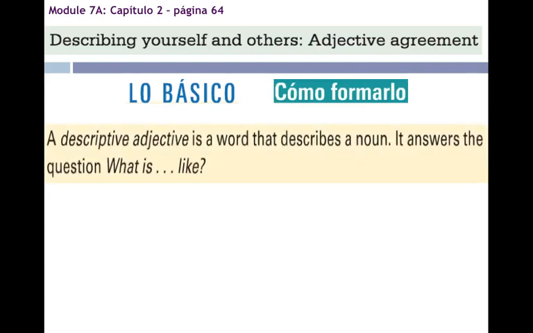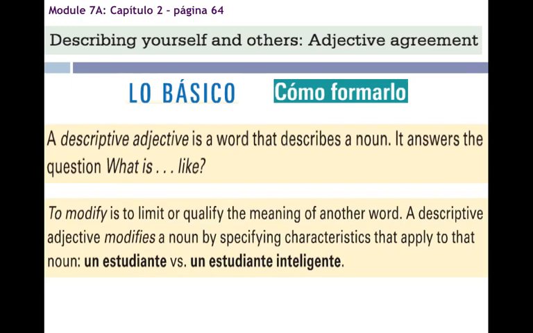A descriptive adjective is a word that describes a noun. It answers the question, what is she like, what is he like, what is the book like. To modify is to limit or qualify the meaning of another word. A descriptive adjective modifies a noun by specifying characteristics that apply to that noun. For example, un estudiante versus un estudiante inteligente. So now we have something that is modifying. It's limiting, qualifying estudiante.